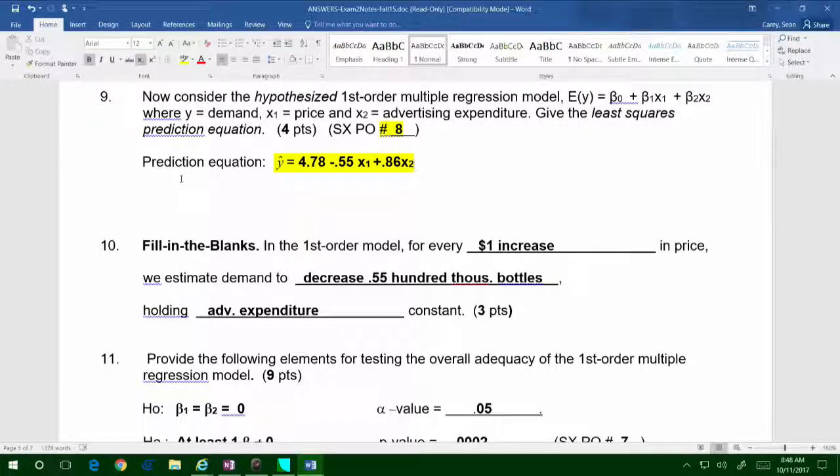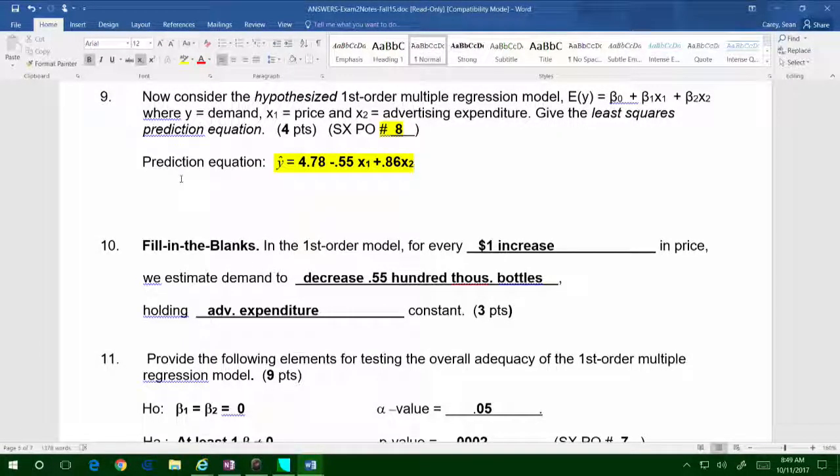Well, if you go back and you look at the units of measurement on price, it's dollars, so for every $1 increase in price. And then we estimate demand to, well, now you have to look at the beta associated with price, and it's a negative 0.55. That means demand is going to go down. That's a negative number. So demand is going to decrease. By how much? The 0.55, and then I have the units of measurement on y, 100,000 bottles.